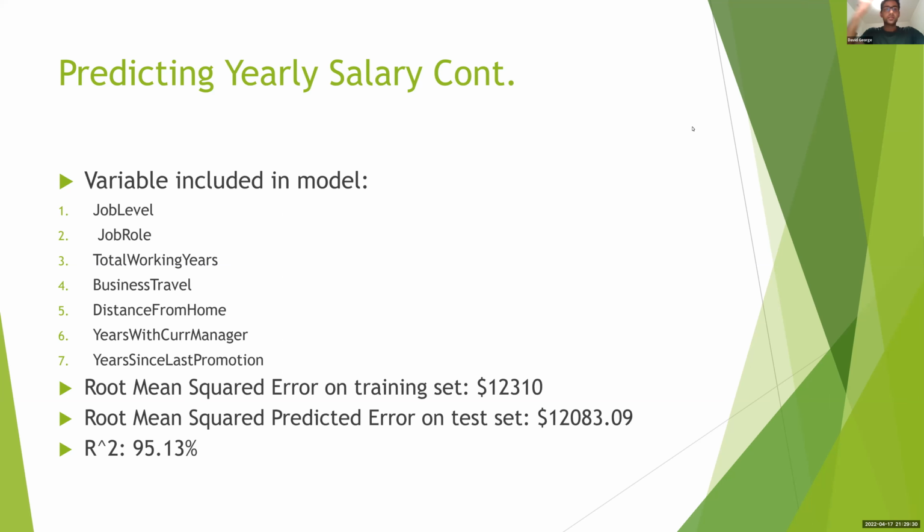What we were able to find was that the root mean squared error on the training set for salary was approximately $12,000. The root mean squared prediction error found on the test set, compared to the true salary numbers, was also approximately $12,000. We were able to find an R squared of about 95%, which means that an estimated 95% of all variation in salary is explained by these seven variables.